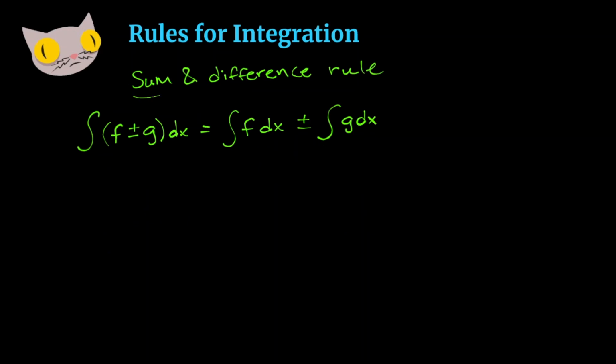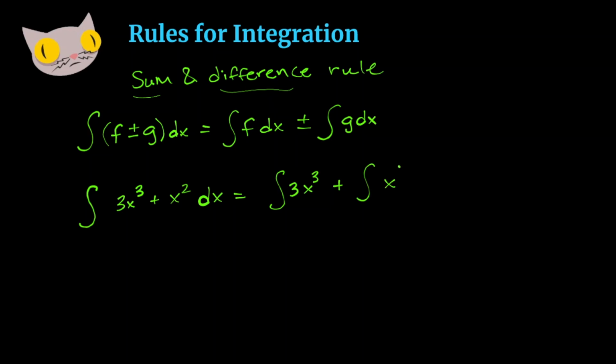Next is the sum or the difference rule. If you're integrating two functions that are being added or subtracted, we can separate those functions and integrate them and then add or subtract the results. For example, if we have 3x cubed plus x squared, and we're trying to integrate that with respect to x, we can rewrite this as the integral of 3x cubed plus the integral of x squared, both with respect to x.